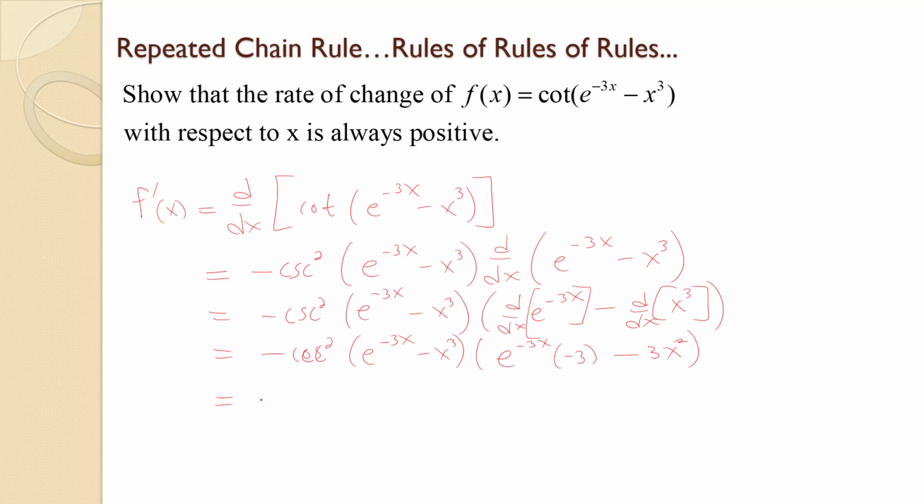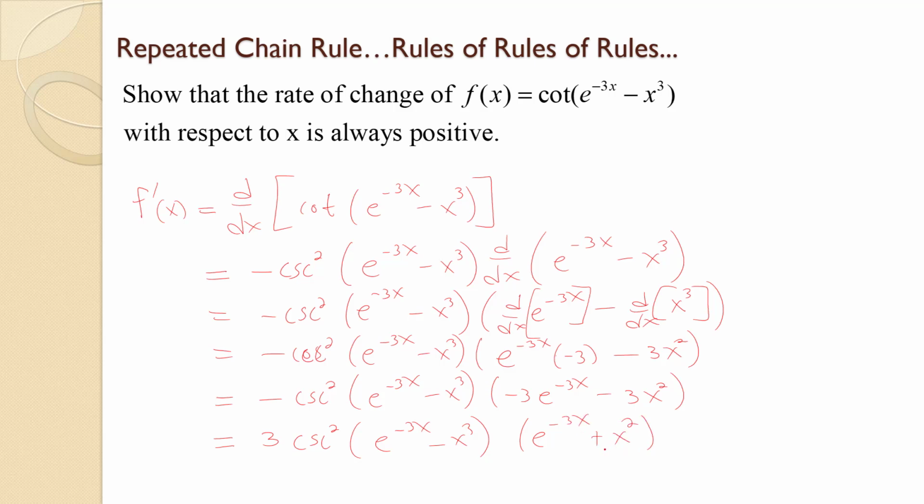Notice that's the same as writing a negative cosecant squared of e to the negative 3x minus x cubed times, I'd have a negative 3 e to the negative 3x minus 3x squared. But there's a common factor of negative 3 in the second factor of that product. So I'll take that negative 3 out, put it out front. I then have negative 1 times negative 3, that's 3, cosecant squared of e to the negative 3x minus x cubed multiplied to e to the negative 3x plus x squared.